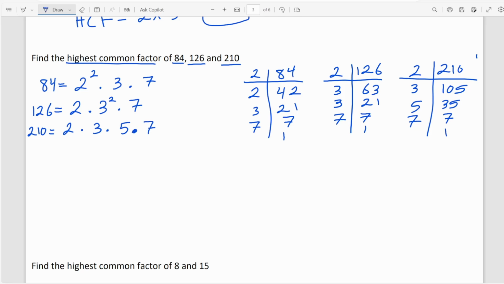So now, like we've said, for HCF, firstly, you want the common numbers. All right, so let's list them out. So if you take a look here, we need the common between all of those three.